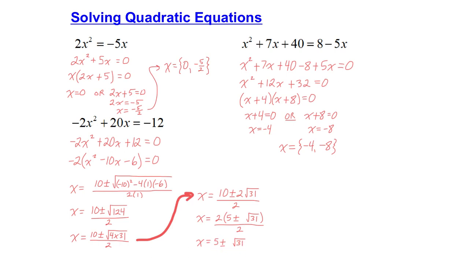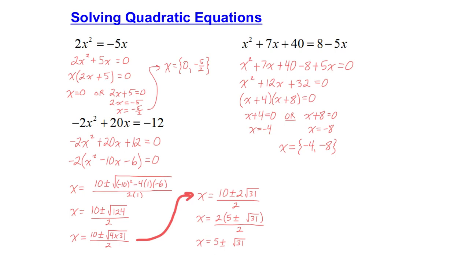Now, if you wanted the approximate answer, you would then do this calculation once with a plus sign here and once with a minus sign there, and you get two different answers for x. But if the question asked for an exact answer, well, you would stop here.